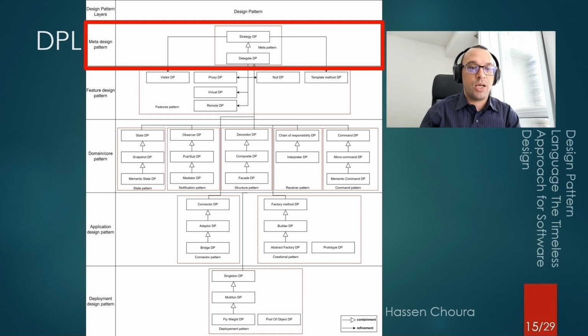In this part of the presentation, I will introduce the design pattern layers. As you may expect, the meta design pattern layer is the first and the most abstract layer. We have four other layers. The second will be the feature design pattern layer, then the core, or the new name, the domain design pattern layer, the application, and the deployment design pattern layer. In the following slides, we will see each layer in more detail, and I will describe each family of design patterns to give you an overview of how to use these design pattern language layers. But first, let's zoom in to see more detail.